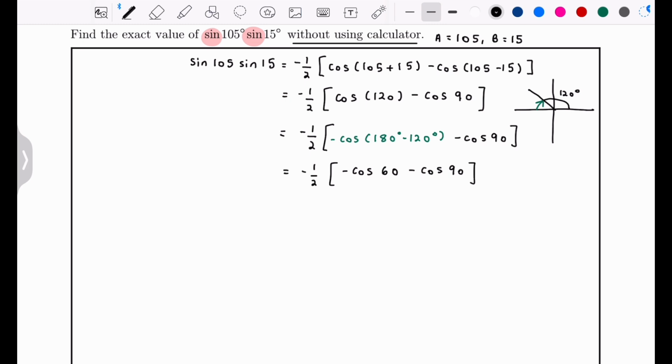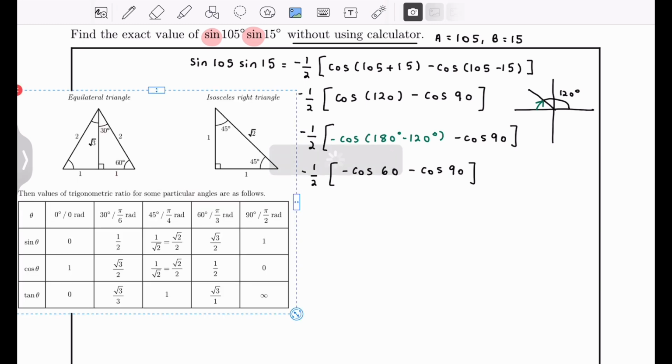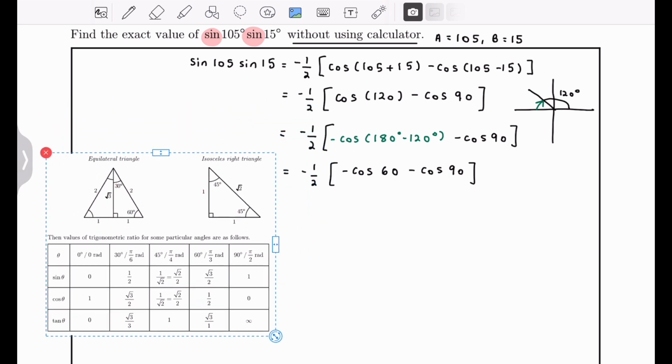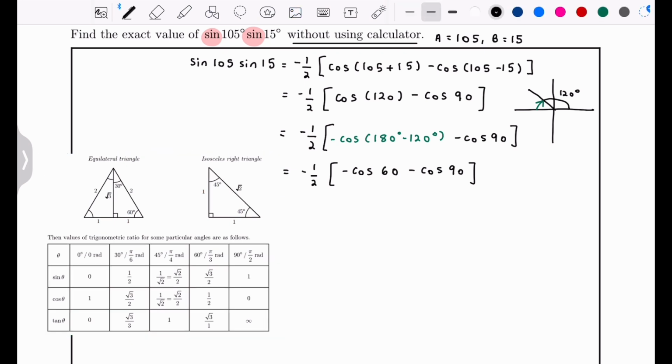To get the value of cos 60 and cos 90, previously, we have learned to find the value of certain trigonometric ratio for some particular angles. So since we need to find cos 60, the value is 1 over 2, times negative 1 over 2 minus cos 90. According to the table, cos 90 is 0. So minus 0. Simplify and we get the answer as 1 over 4.